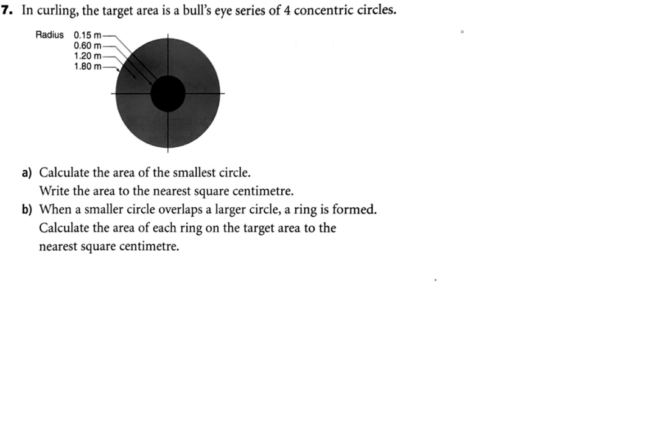So for the smallest circle, the radius is 15 centimeters. And I'm converting to centimeters because it makes it easier to convert to square centimeters later on. So the area is equal to pi r squared. Plugging in r, we get 15 squared. So if we plug pi times 15 squared into our calculator, we get around 707 centimeters squared.